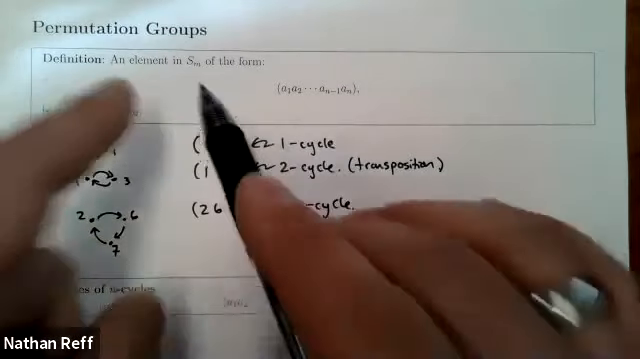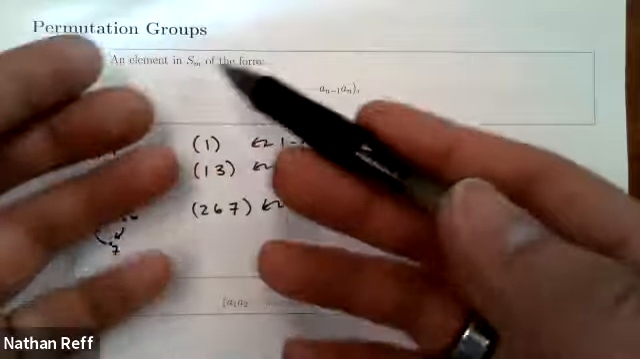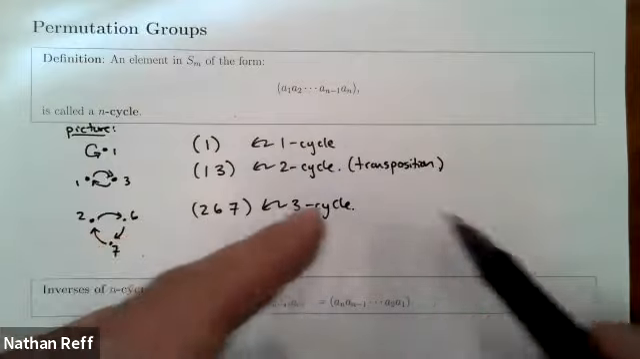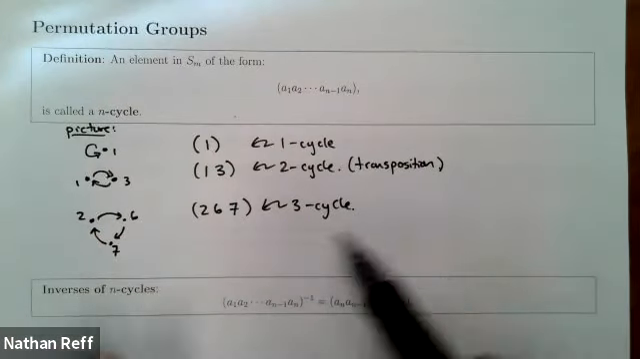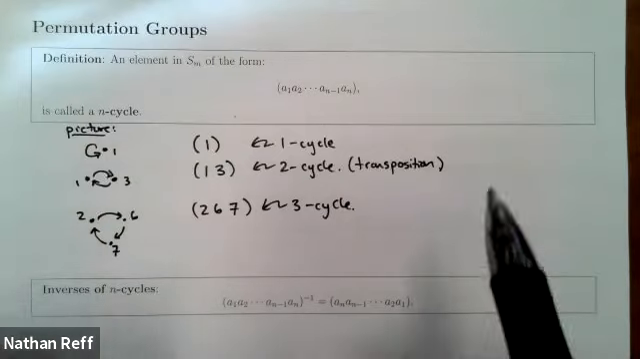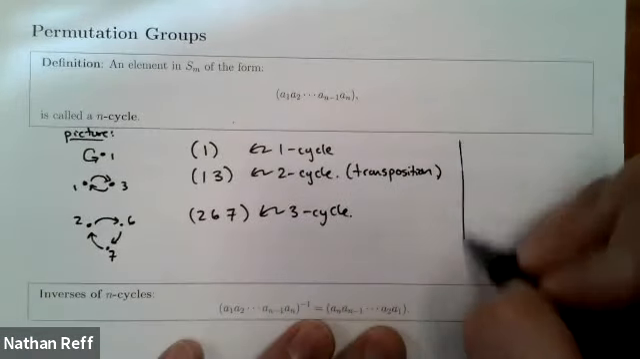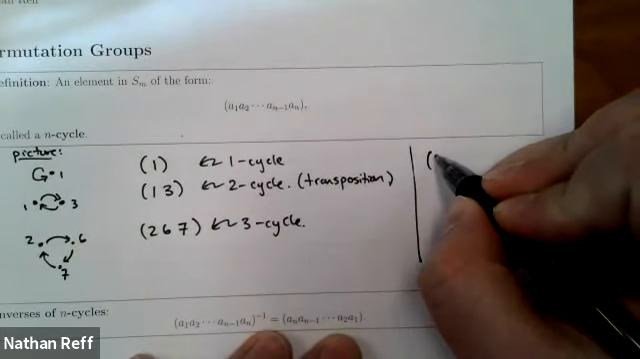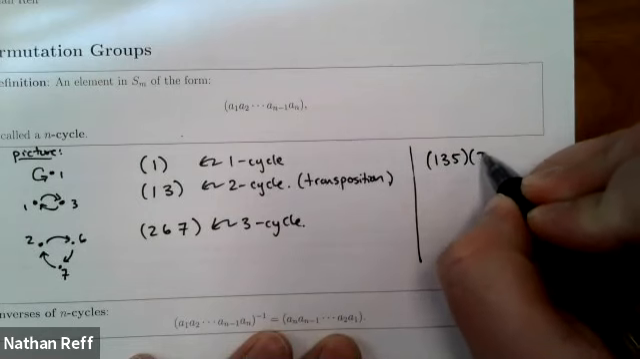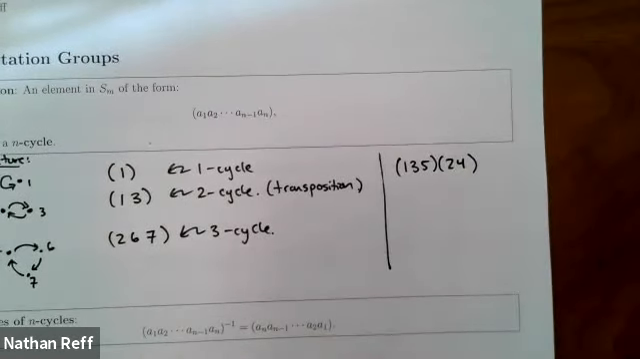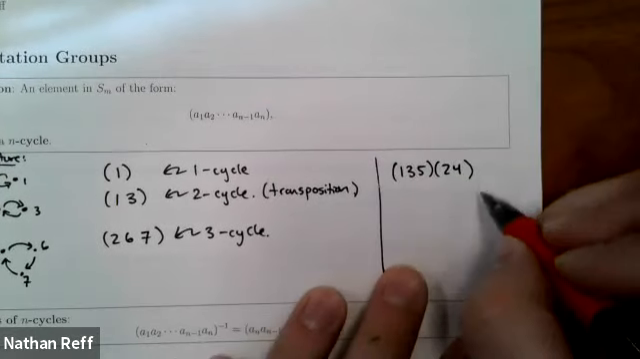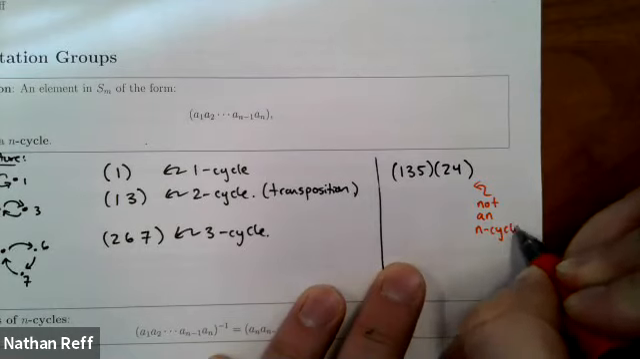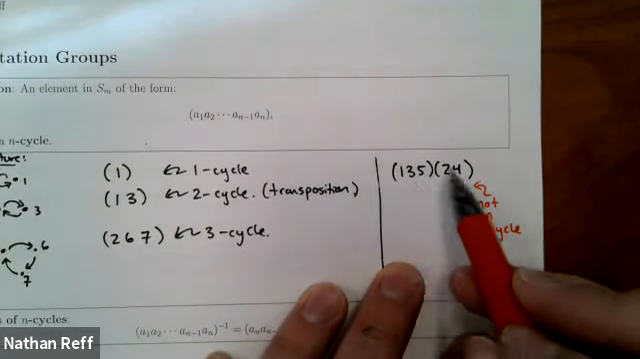Now, not every element of Sn or Sm is going to look like this, but it will be built from these cycles. Every single element has to get mapped somewhere in a bijection. So how about I give you a non-example? Let's say that I have 1, 3, 5, and 2, 4. Now, this thing is not an n cycle because it's built from 2 individual cycles.